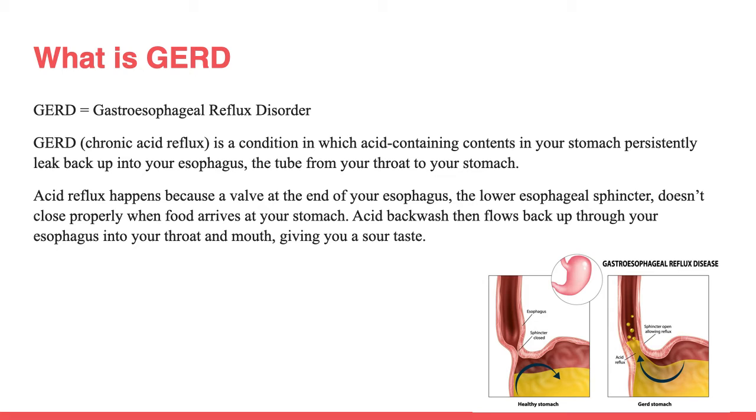Now we're going to take a look and see what GERD is. GERD is gastroesophageal reflux disorder, or people also refer to it as chronic acid reflux. It's a condition in which acid-containing contents in your stomach persistently leak back up into your esophagus, which is the tube from your throat to your stomach. Acid reflux happens because a valve at the end of your esophagus, the lower esophageal sphincter, doesn't close properly when food arrives at your stomach. So therefore, acid backwash flows back up through your esophagus into your throat and mouth, giving you a sour taste.